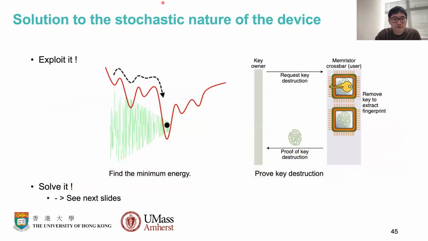And so we have, basically, intrinsic noises inside of it, and how to deal with it. If we cannot deal with it, we can exploit it. For example, we can exploit the intrinsic nature of the stochasticity to find minimum energy, or to do some hardware security applications. But finally, we have to solve it.